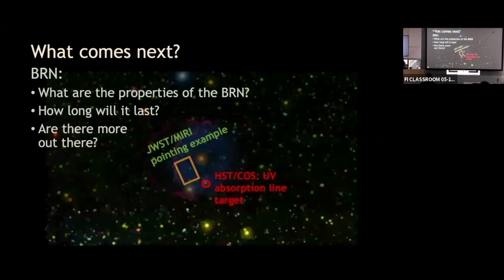For the Blue Ring Nebula, there are lots of questions I think that we would really like answered, because it'll help us understand if there are more of these out there and if we can catch them soon. So understanding what the properties of this thing are, and relating that to how long we expect it to last, is really important. And the big question is, are there more out there that we can discover?